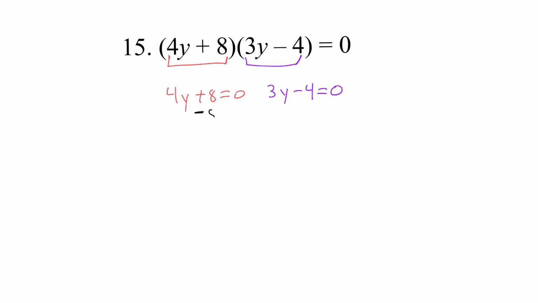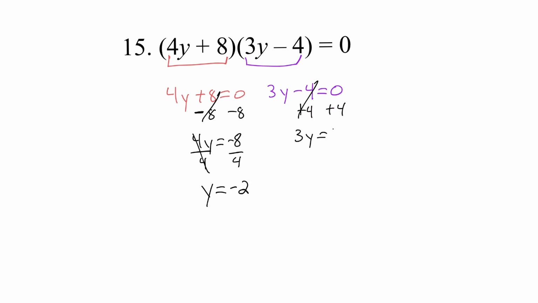So for the first equation, subtract 8 from both sides. And then you guys are going to divide by 4. So we get y equals negative 2. So that's the first answer. In the second equation, you add 4 to both sides. So 3y equals 4. Divide by 3. And we get a y value of 4/3. So you guys are going to have your brackets, negative 2, comma, 4/3.